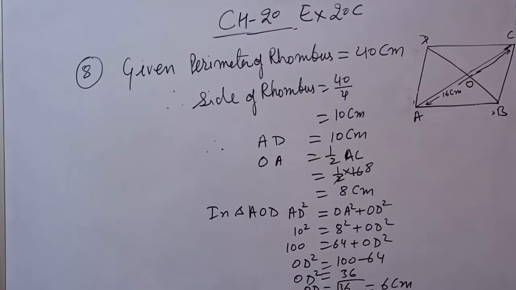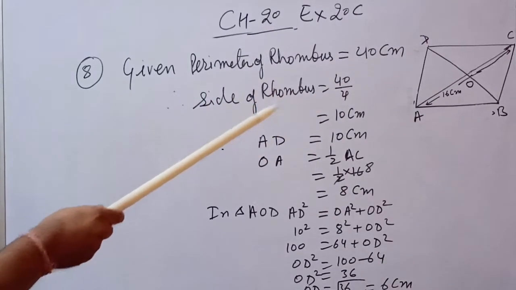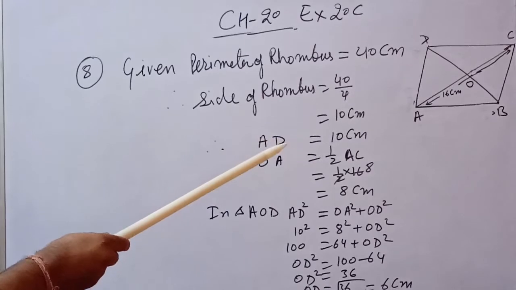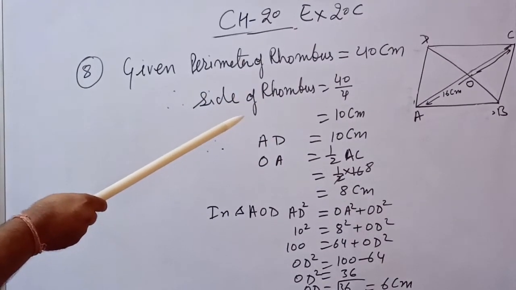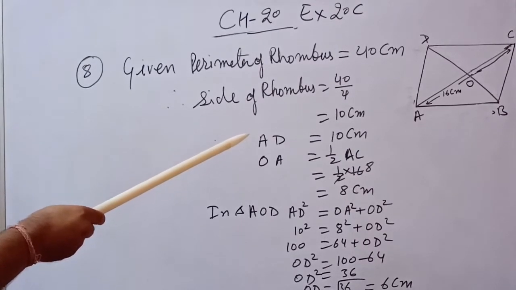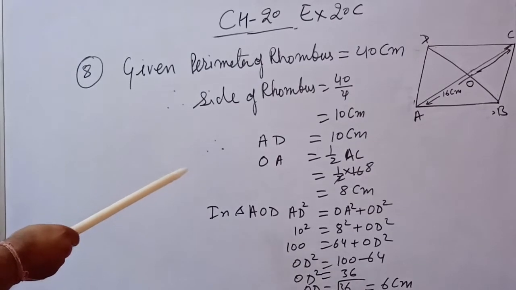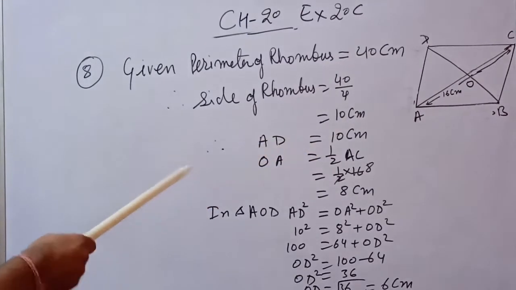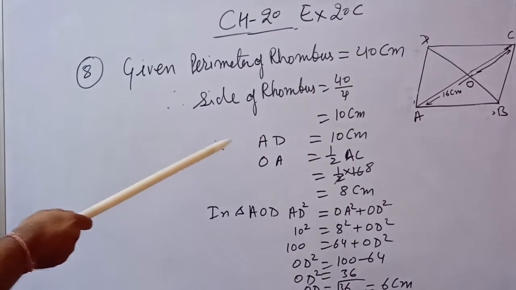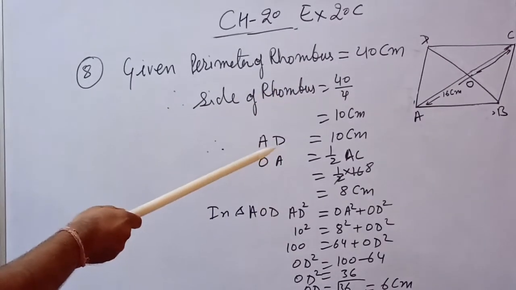Children, I am taking question number 8, in which the perimeter of a rhombus is given. I just make the figure: ABCD is a rhombus in which the perimeter is given, and you know a rhombus has 4 equal sides. So the side of the rhombus will be 40 upon 4, that is 10 centimeter. Now one more thing is given, the diagonal AC is 16 centimeter. So we get AD as 10 centimeter, the side of the rhombus.